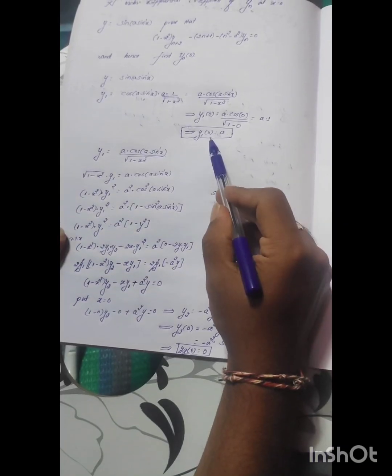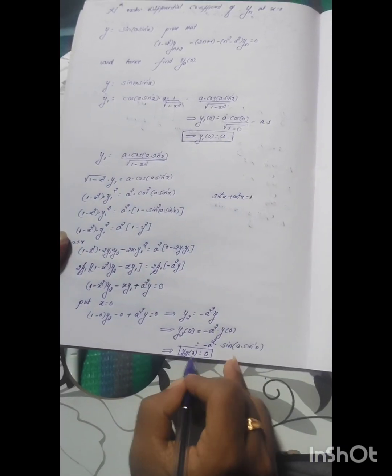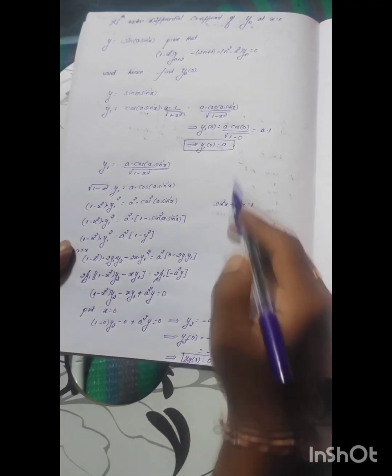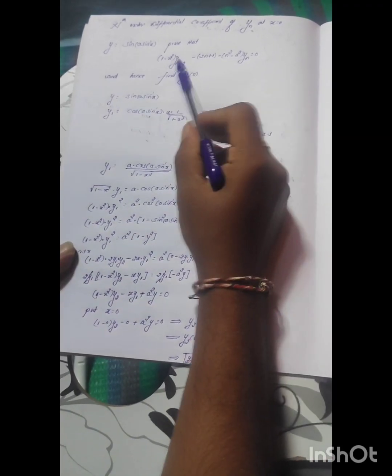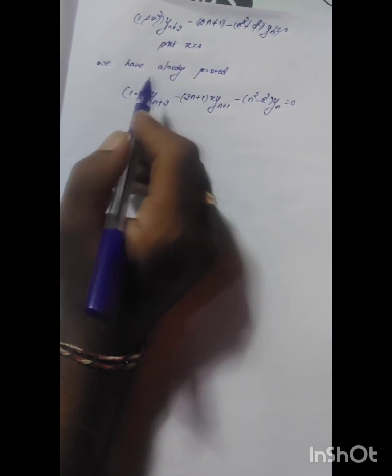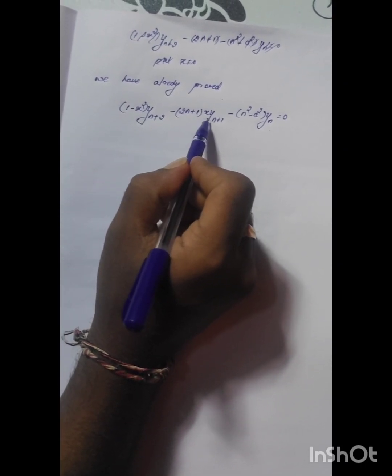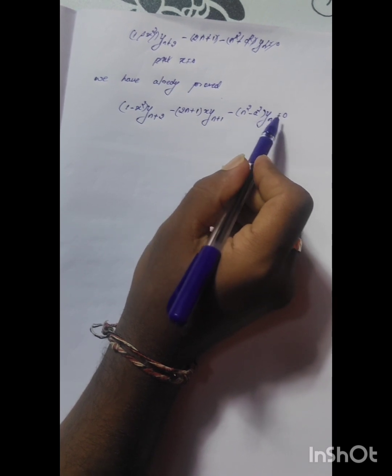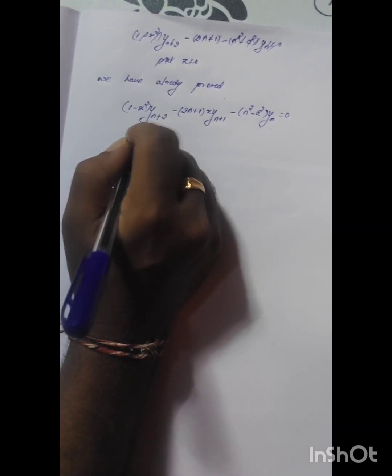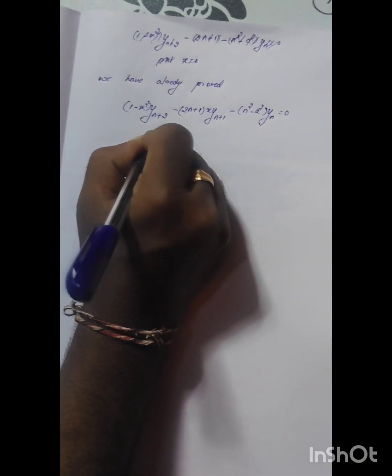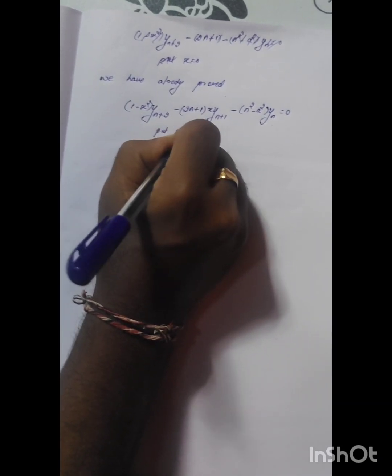Now y1 of 0 we have a, and y2 of 0 is nothing but 0. So we will make use of this y1 of 0 and y2 of 0, and then try to find the nth derivative yn of 0. We have already proved in our previous video that (1 minus x square) into yn plus 2 minus (2n plus 1) into x of yn plus 1 minus (n square minus a square) yn equal to 0. Now in order to get yn of 0, we have to put x equal to 0 in the above equation.